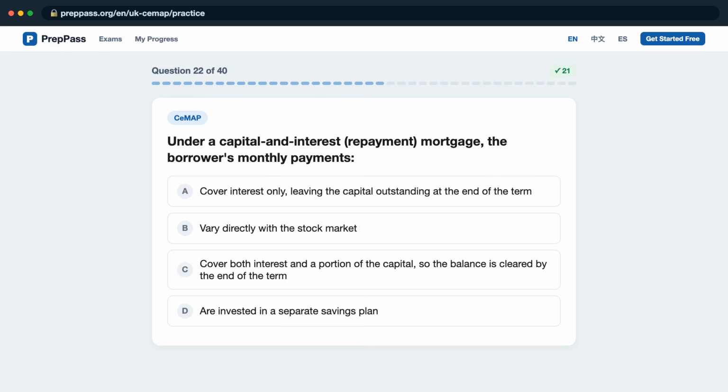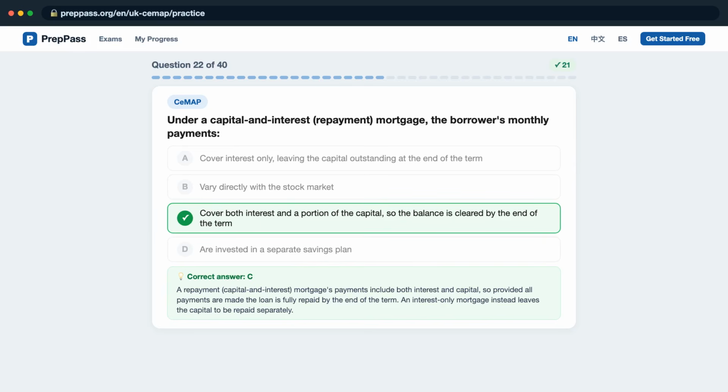Question 22. Under a capital N interest, repayment, mortgage, the borrower's monthly payments, is it A, cover interest only, leaving the capital outstanding at the end of the term? B, vary directly with the stock market? C, cover both interest and a portion of the capital, so the balance is cleared by the end of the term? D, are invested in a separate savings plan?